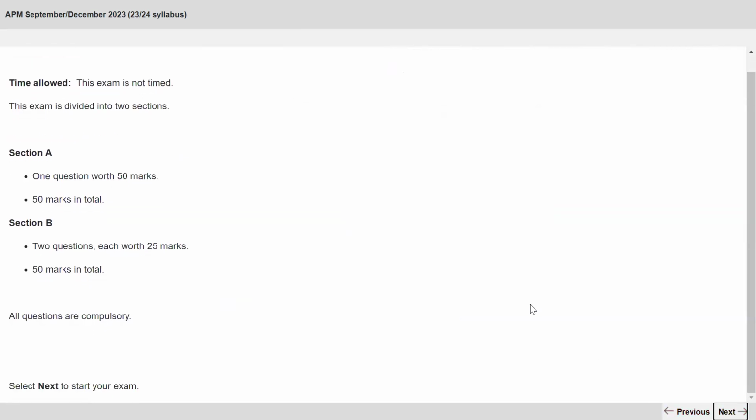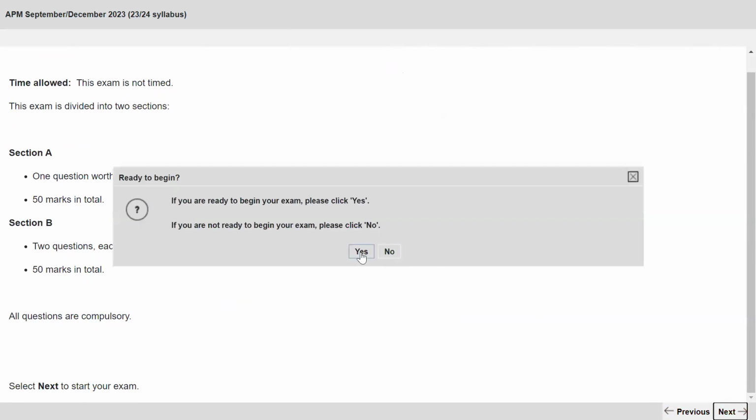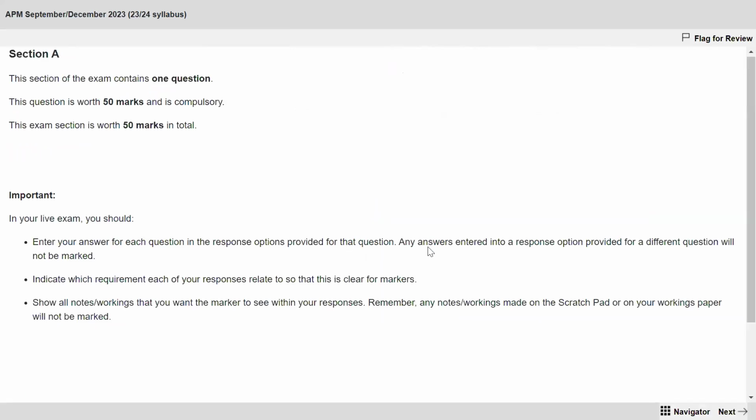You know the structure is like this. There is question number 1, which is worth 50 marks, and then there are question numbers 2 and 3, which are worth 25 marks each. Now, let's start discussing and start moving. So basically, question number 1 is what we have to go about.